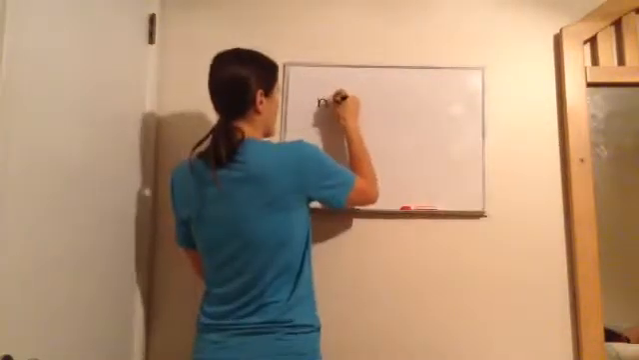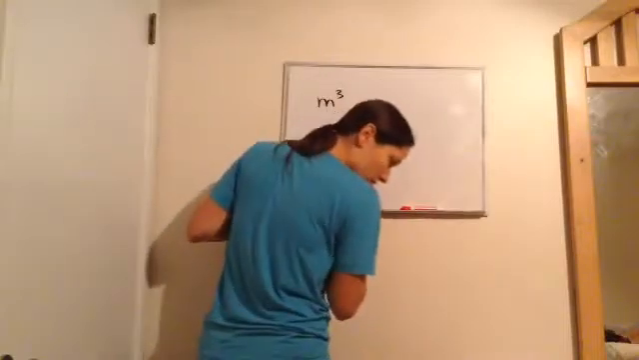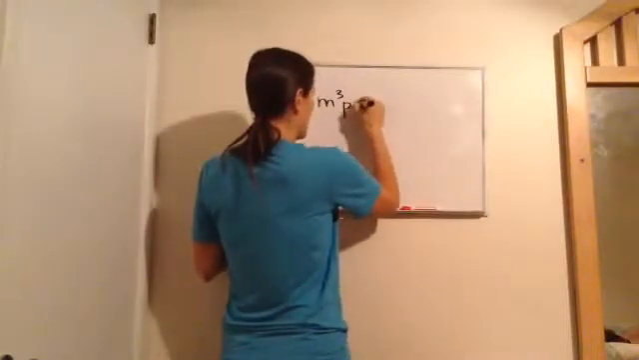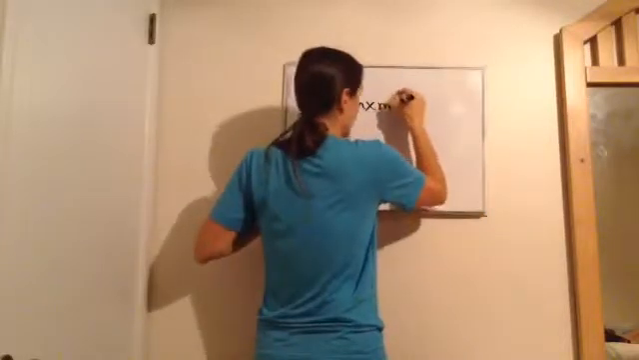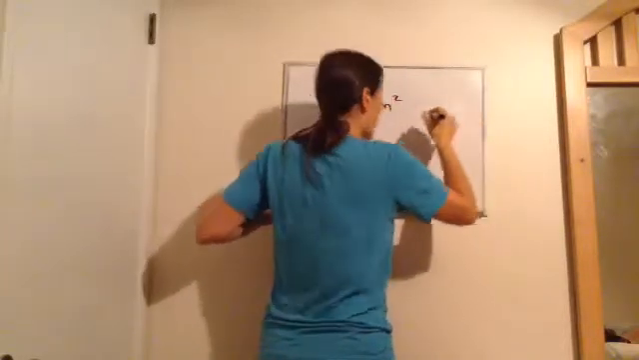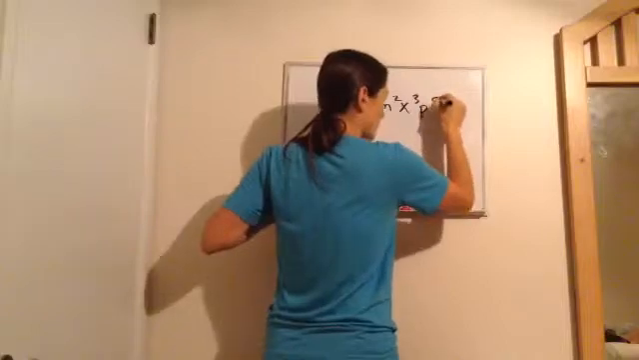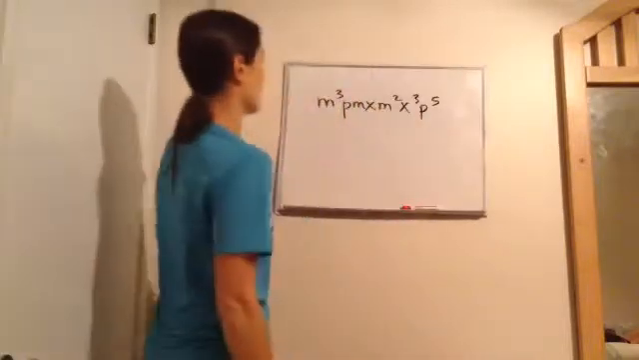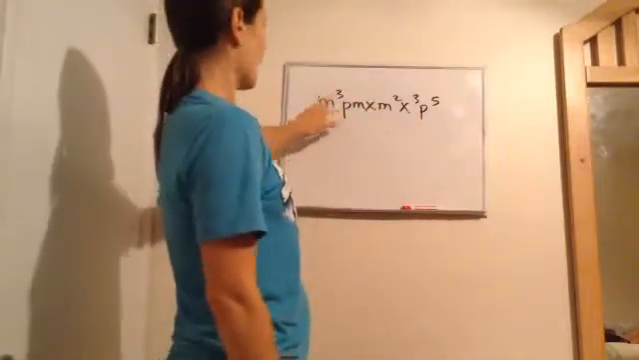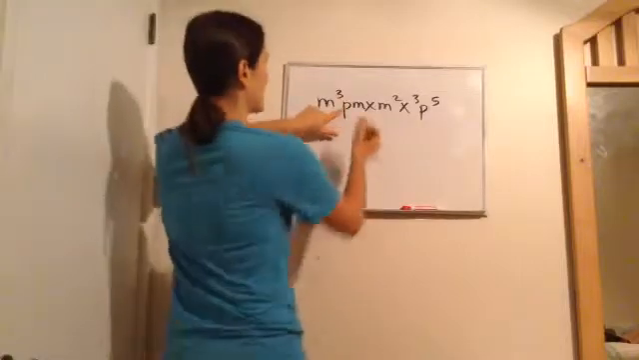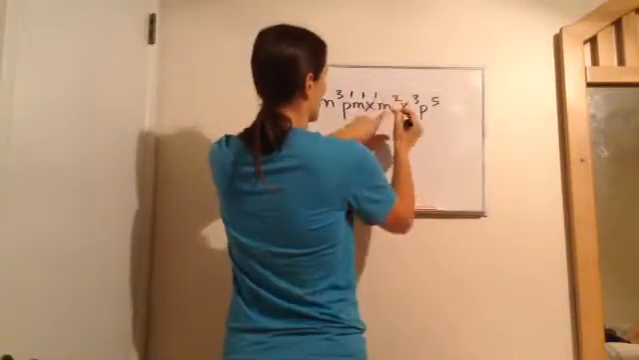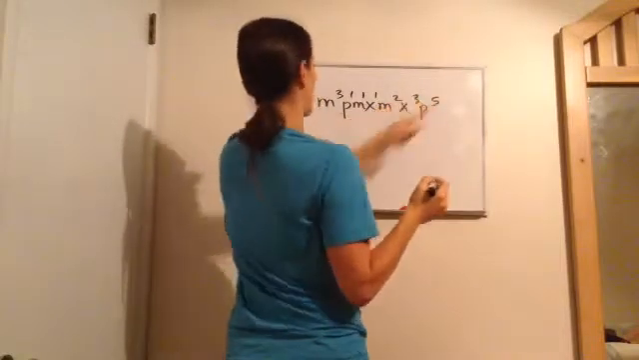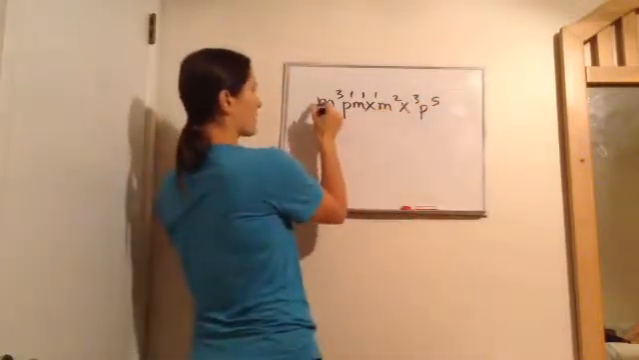m to the third power, p m x, m squared, x cubed, p5. Yes. Okay. Again, we have 3 m's. How many p's? 1. How many m's right here? 1. How many x's? 1. And m, there's 2. x3, p5. Okay, and now we're just going to combine the ones.